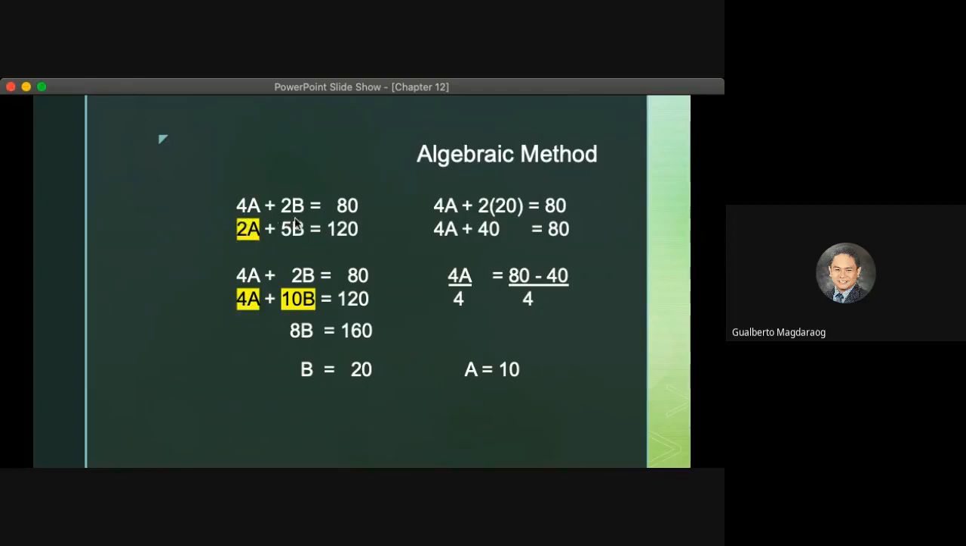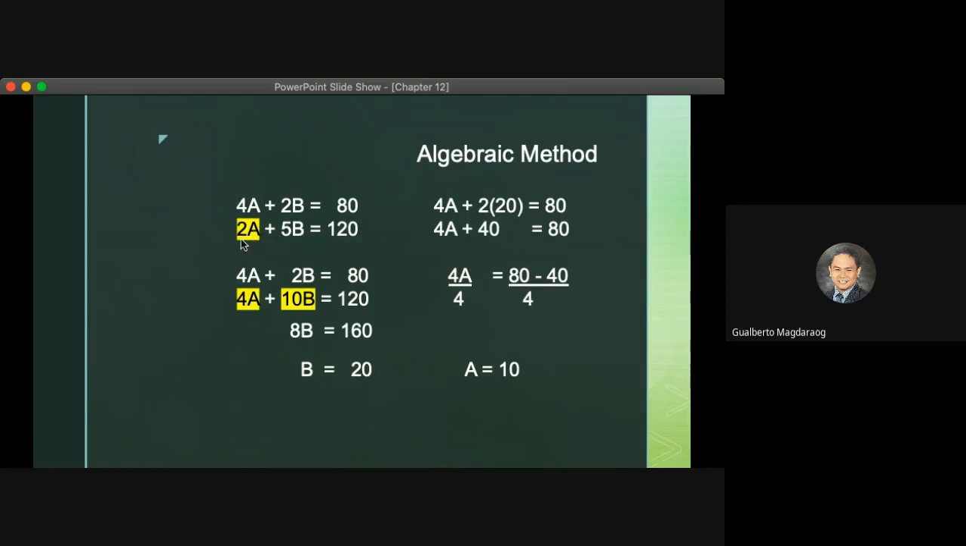This one is the polishing limitation: 4A plus 2B is less than or equal to 80. And then 2A plus 5B is less than or equal to 120. We need to combine these to get the value of B. However, the amounts of A are not the same. If they are not the same, we will not be able to cancel it.